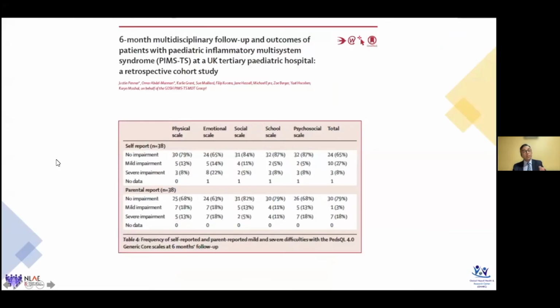They also looked at the physical, emotional, social, and school performance and psychosocial outcomes, both patient self-reported as well as parent reported. Out of 38 patients, there wasn't much difference on the emotional, social, and school scales. However, we saw a significant difference on the physical scale, and we also saw a difference on the psychosocial scale between the parental reporting and the patient self-reporting.